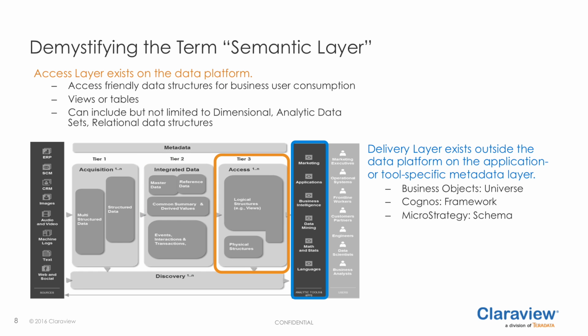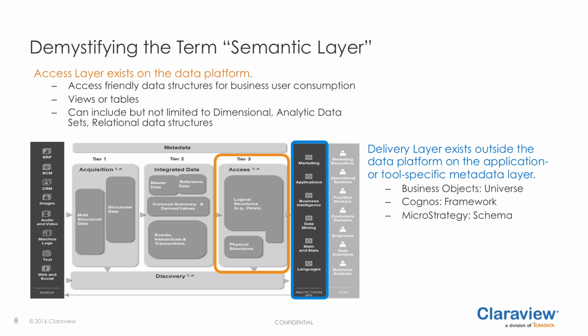I want to take a minute to demystify the term semantic layer. You may hear a lot of this terminology: semantic, access, presentation, delivery layer. For the purposes of this presentation, the access layer exists on the data platform. That can be Teradata, Oracle, SQL Server, or whatever data warehouse platform your enterprise has. It's made up of views or tables with the purpose of presenting user-friendly structures to the business user, including the instantiation of business logic. The access layer is what's represented in orange.